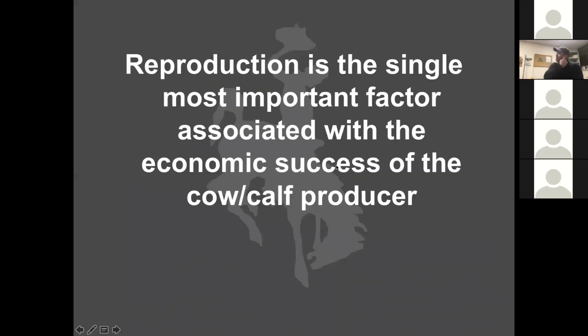Reproduction is the single most important factor in the economic success of a cow-calf producer, simply because more calves on the ground means more calves to sell.